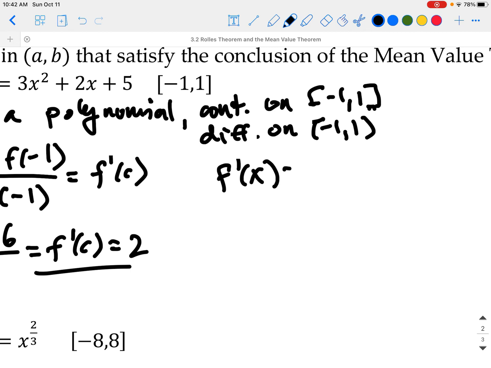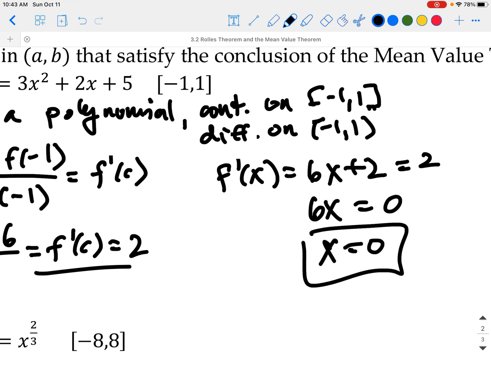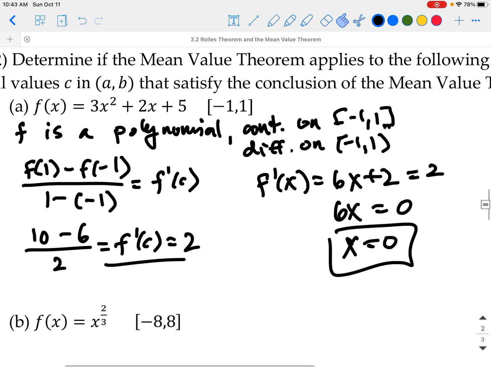So we'll just note that f prime of x is equal to 6x plus 2, and it equals 2 somewhere on this interval. So 6x equals 0, then x equals 0. So the slope is equal to 2 at 0. And clearly we can see that 0 is inside of our closed subinterval. So we are done. So x equals 0.